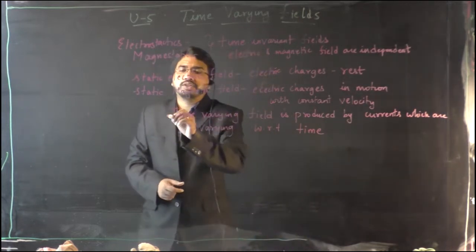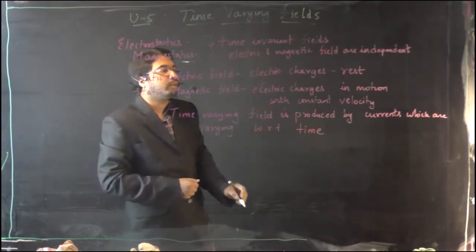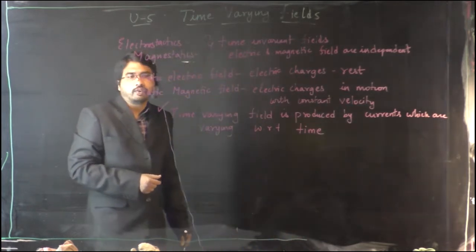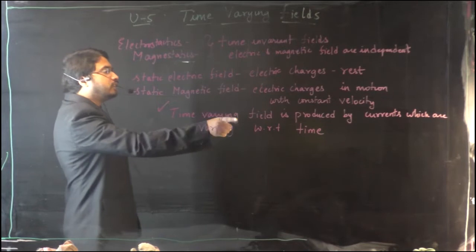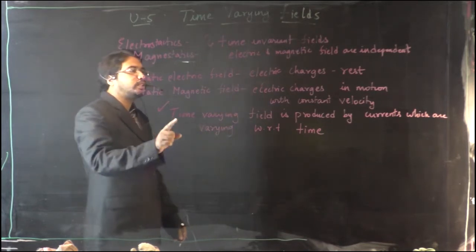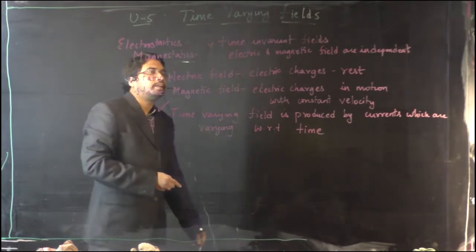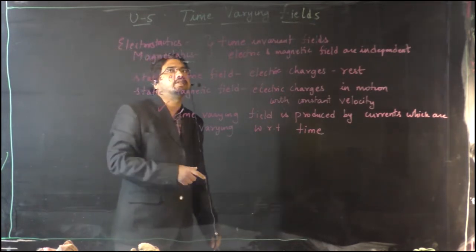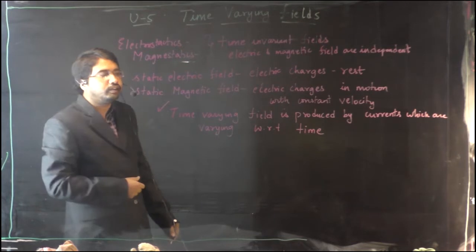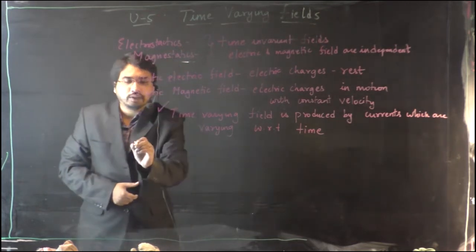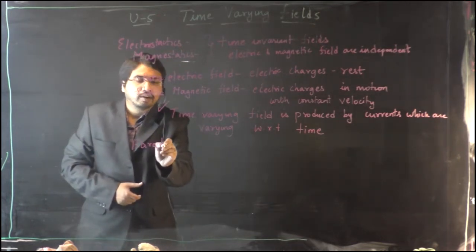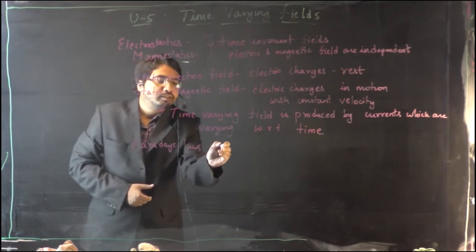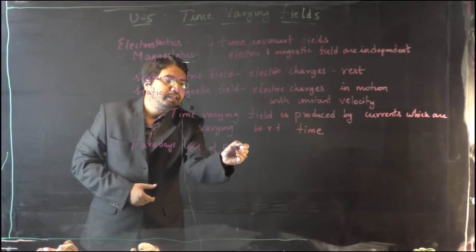Now in this last unit we are going to study the time varying fields. How have we defined the time varying fields? Time varying field is produced by the currents which are varying with respect to time. So with this information, let us proceed to the equation derivations in your fifth unit, time varying fields. Here first we are going to deal with Faraday's laws of electromagnetic induction.